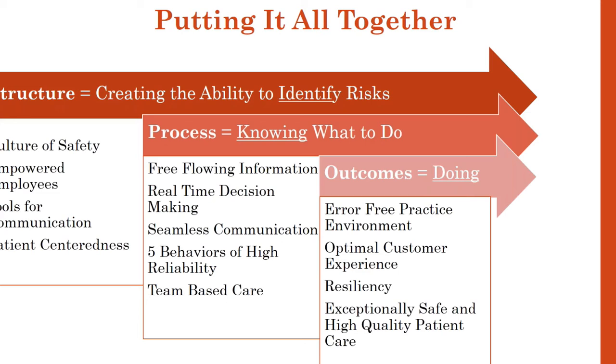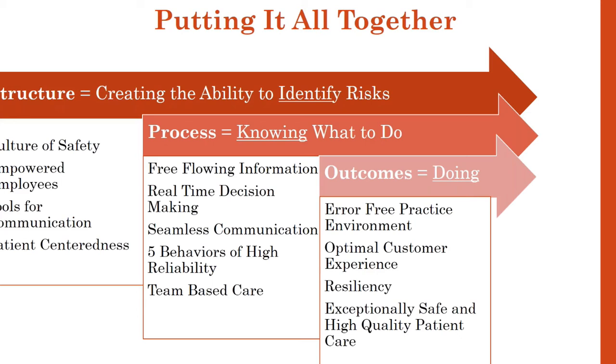And we can deploy the right processes and share information. We can make real-time decisions and not decisions based off of errors. We seamlessly communicate across the team. We're behaving like a high reliability organization. And once we're able to know what to do, then we can do. And this is where you see the outcomes that we want to see. So we can't make goals for achieving outcomes without first putting the structure that allows the process to happen for the outcomes to be achieved.